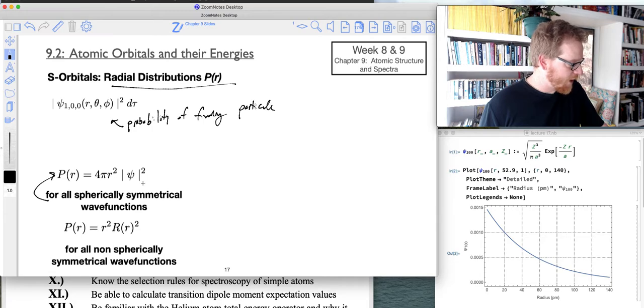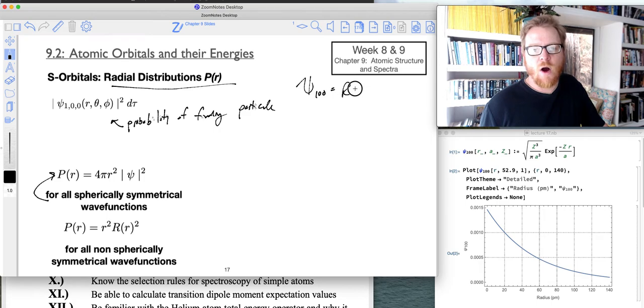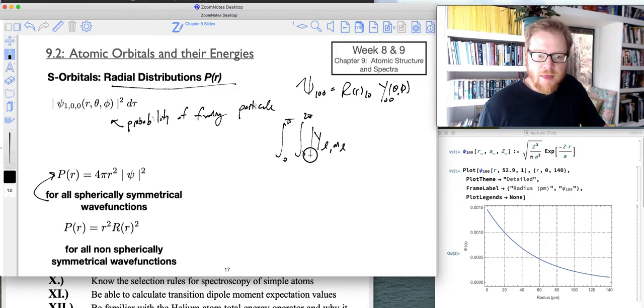So where does all that stuff come from? Well, I'll remind you, d tau, right, when we carry out this operation right here, and again noting that psi 100 equals R(r) for 10, and then Y(theta, phi) for 00. When we put all that together, remember the Y_lm, I'm only going to draw that portion here in the integral, 0 to pi and then 0 to 2 pi of the Y_l m_l, and then the square modulus, right?